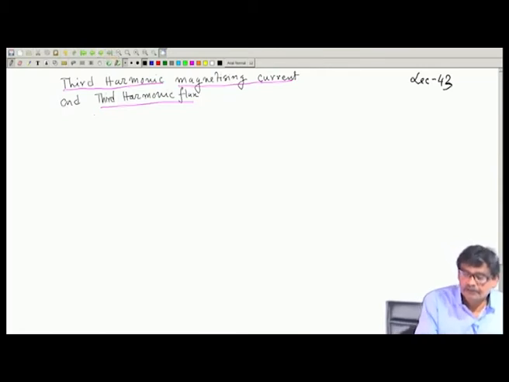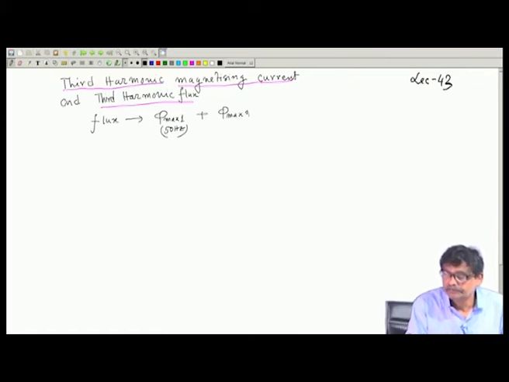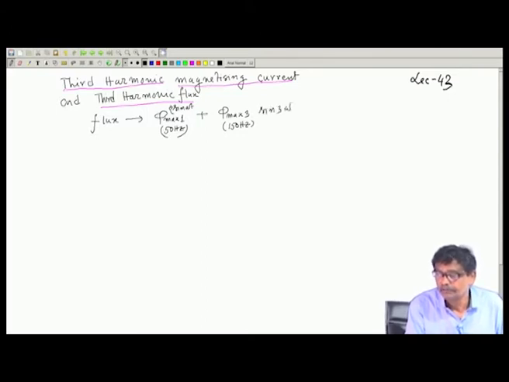Suppose flux in the core has both phi max 1, the 50 hertz component, plus phi max 3, that is the 150 hertz component. This is phi max 1 sin omega t and this is phi max 3 sin 3 omega t.